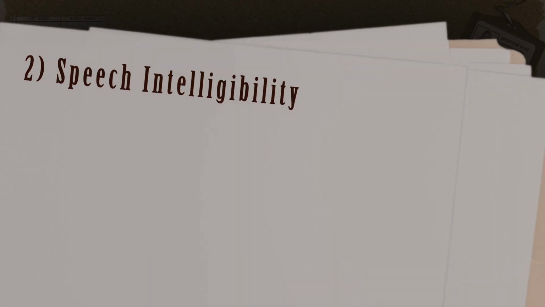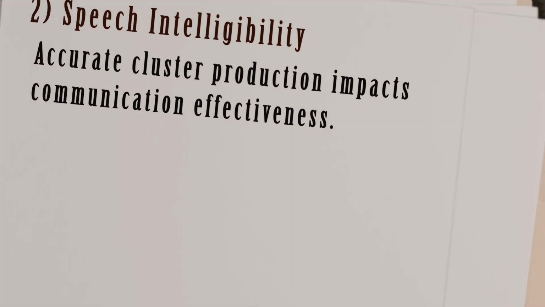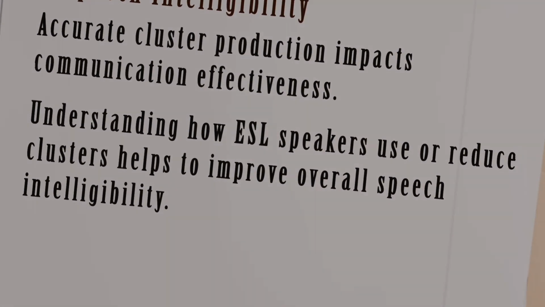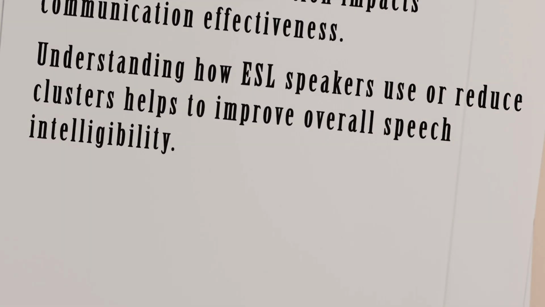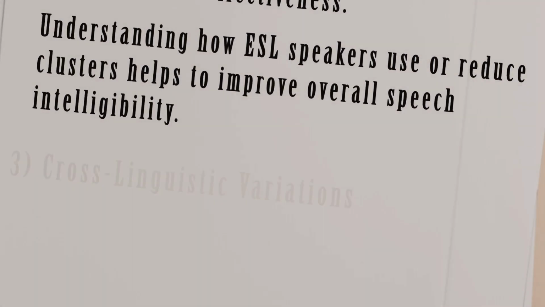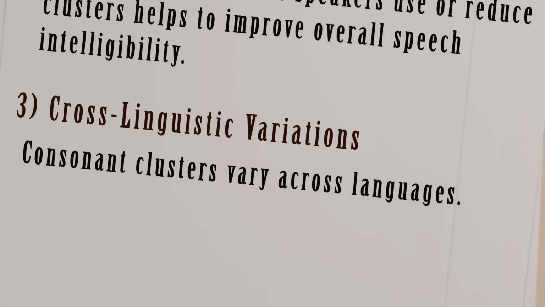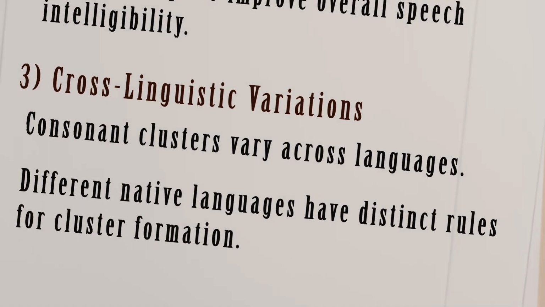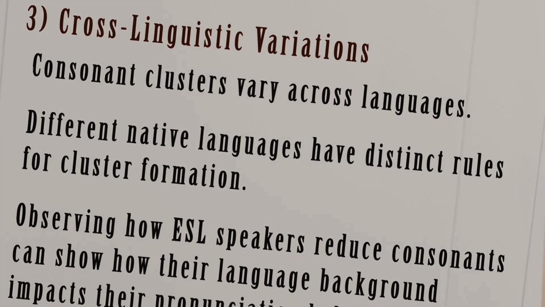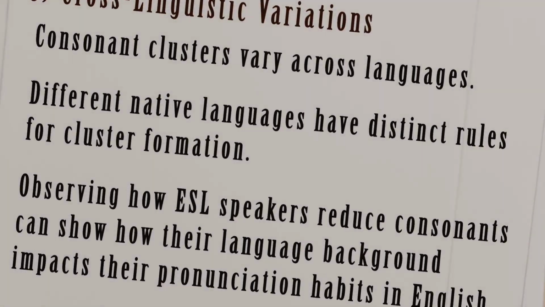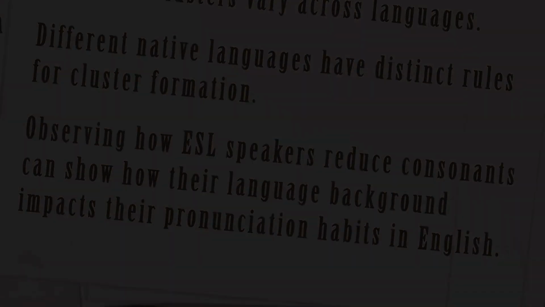Second, speech intelligibility. Accurate cluster production impacts communication effectiveness, and understanding how ESL speakers use or reduce clusters helps to improve overall speech intelligibility. The third one is cross-linguistic variation. Consonant clusters vary across languages. Different native languages have distinct rules for cluster formation, and observing how ESL speakers reduce consonants can show how their language background impacts their pronunciation habits in English.